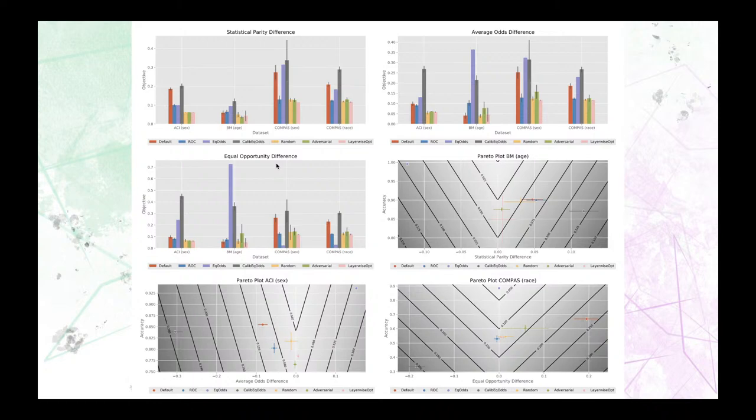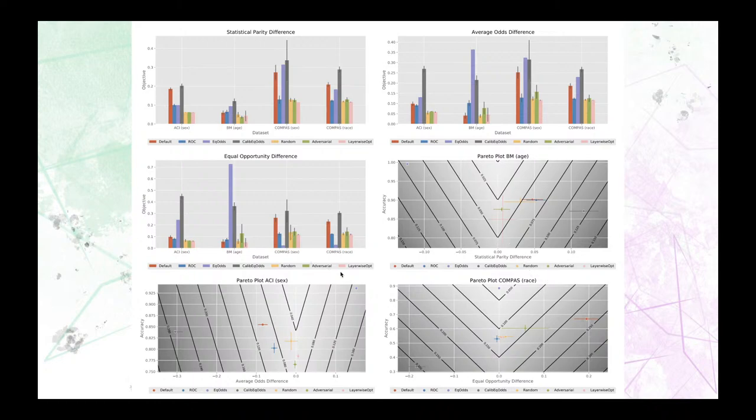On this slide, we see the results of the experiment using all the post-processing debiasing algorithms we've discussed here on four tabular data sets. Each bar here represents an algorithm. Each cluster of bars represents one of the data sets, and each graph is a bias measure. So this is statistical parity difference. This is average odds difference. This is equal opportunity difference. The lower is better here. So the scores that have the lowest objective are the models that are performing the best. We can also see a Pareto plot of how each model performs in trading off accuracy versus bias.